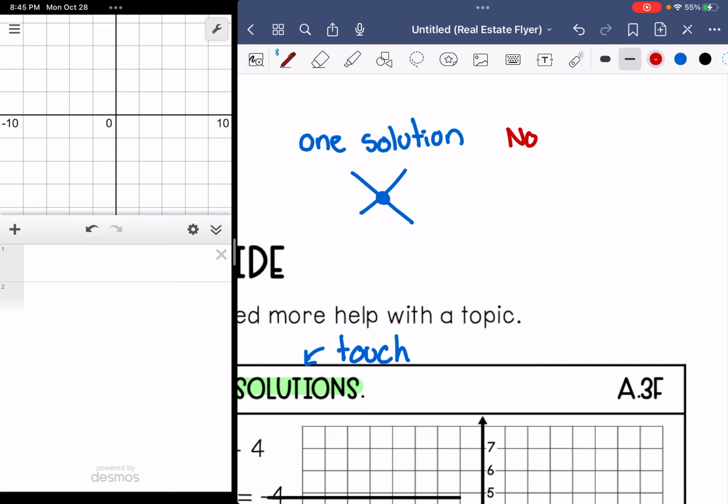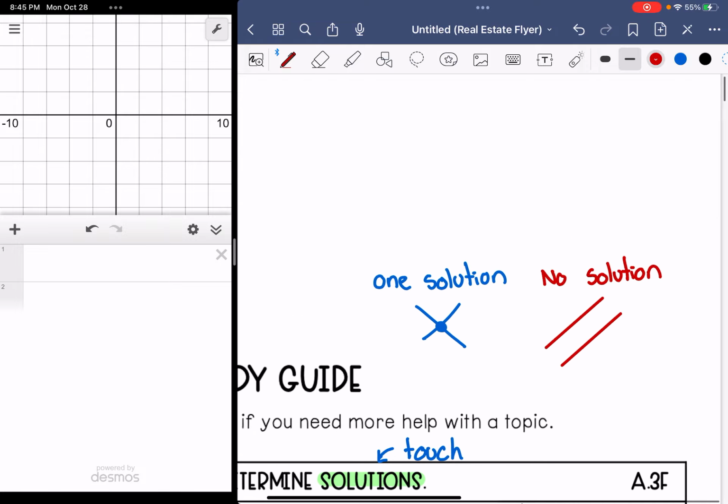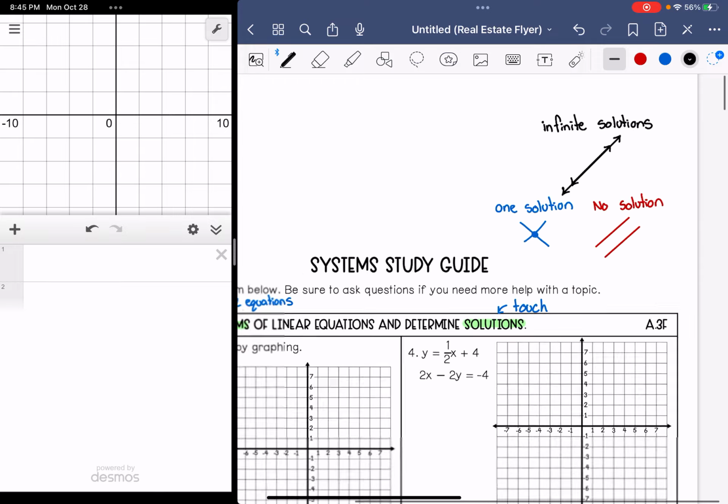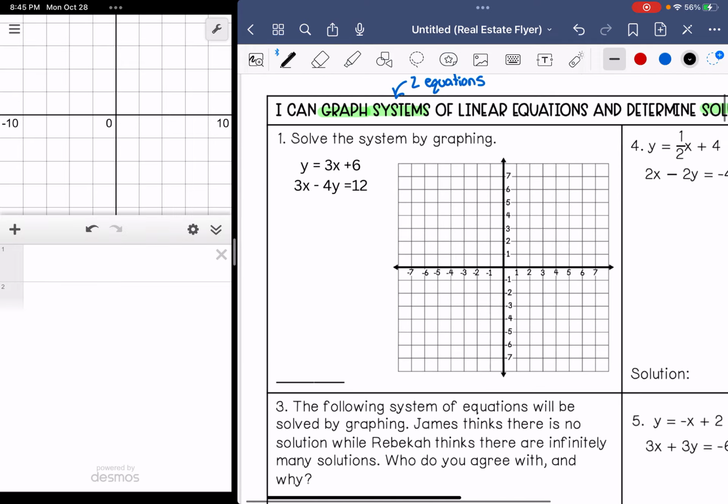We can have no solution where our lines are parallel and they do not touch. And we can have infinitely many solutions. Infinite solutions. And this is where you graph one line. And when you graph that second line, you see that it is the exact same line. All right, let's get into the first two examples.